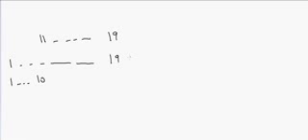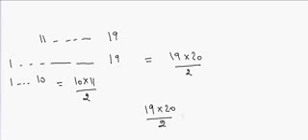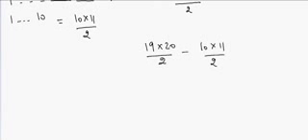So how will I do that? 1 to 19 will be equal to 19 into 20 divided by 2, and 1 to 10 will be equal to 10 into 11 divided by 2. If I subtract both, that will be equal to 19 into 20 divided by 2 minus 10 into 11 divided by 2. So that's how I can do the addition in sequence which does not start from 1.